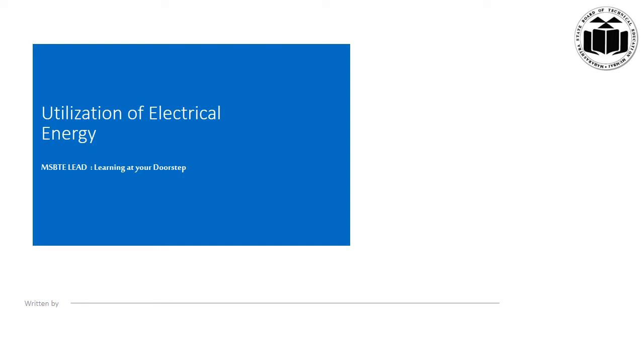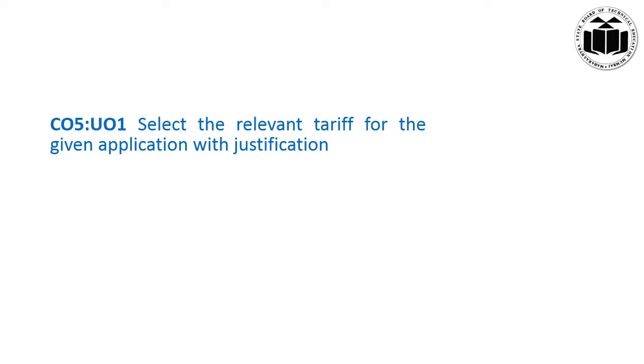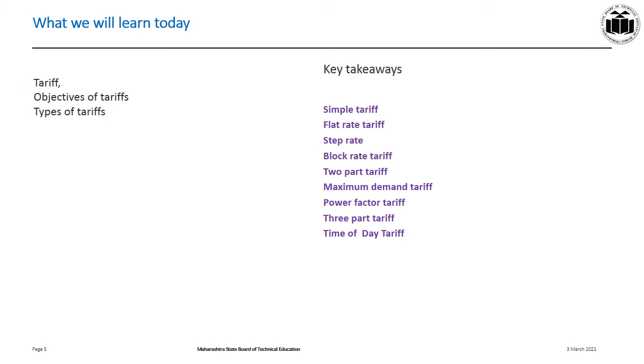The name of the course is Utilization of Electrical Energy. The name of the unit is Tariff and Power Factor Improvement. The unit outcome is to select the relevant tariff for the given application with justification.